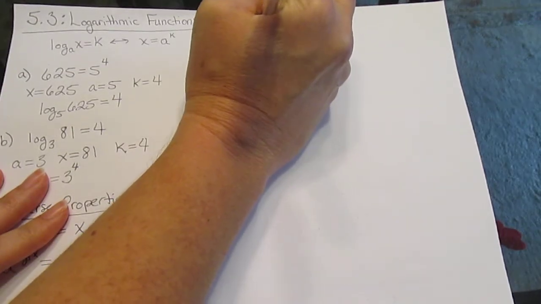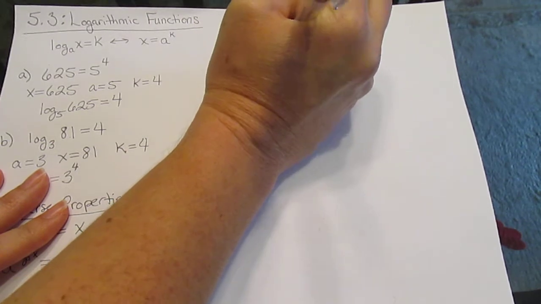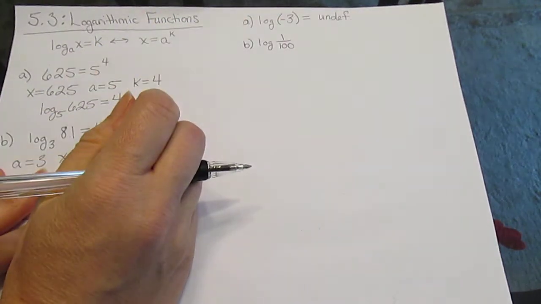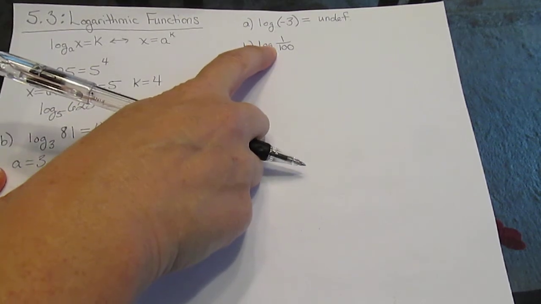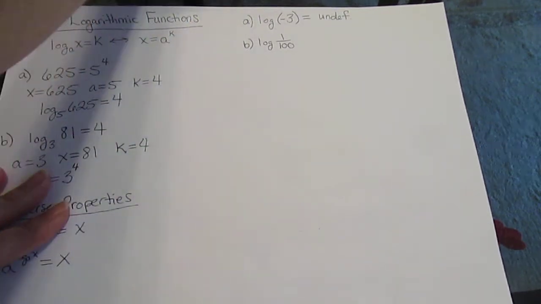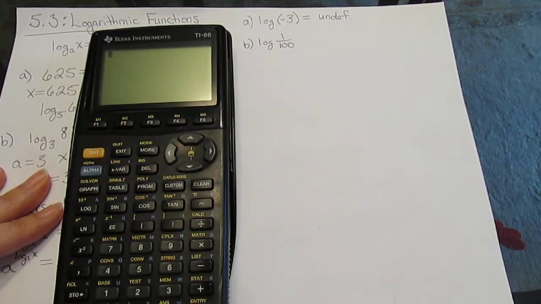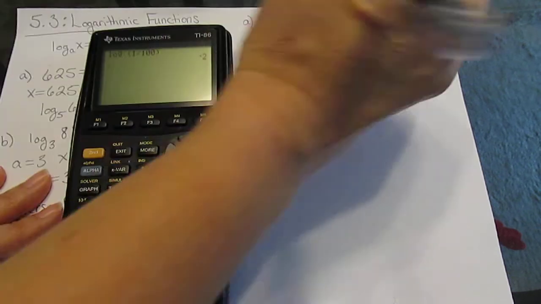Okay, let's try another one. Part B, I've got log of 1/100. Again in this one, they didn't give us a base, so we know it's base 10. Well, I could just put it in my calculator and get the answer. There's nobody stopping me. I've got log, parentheses, because I see I've got division, so I want to make sure that I'm taking the log of the whole thing. 1 divided by 100, close the parentheses and press enter, and it gave me an answer of -2. That is the answer.